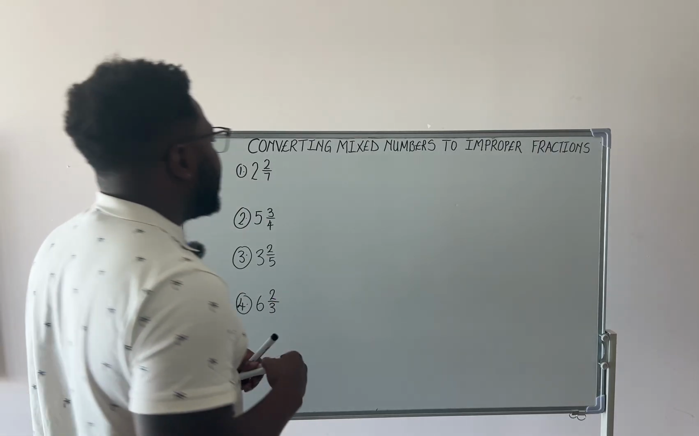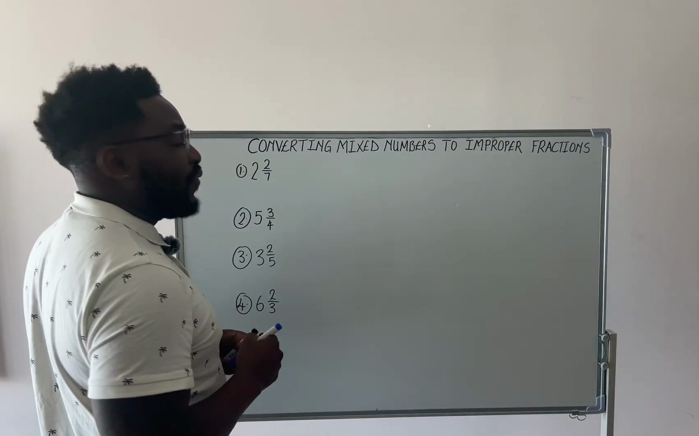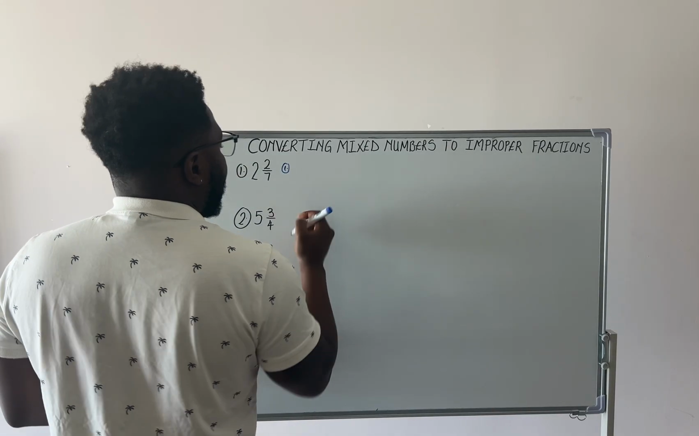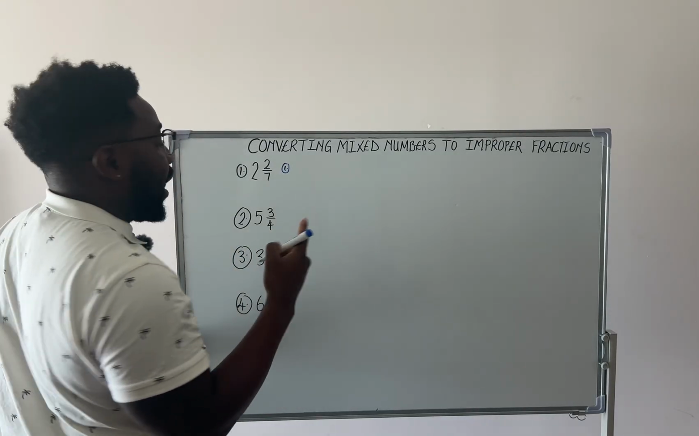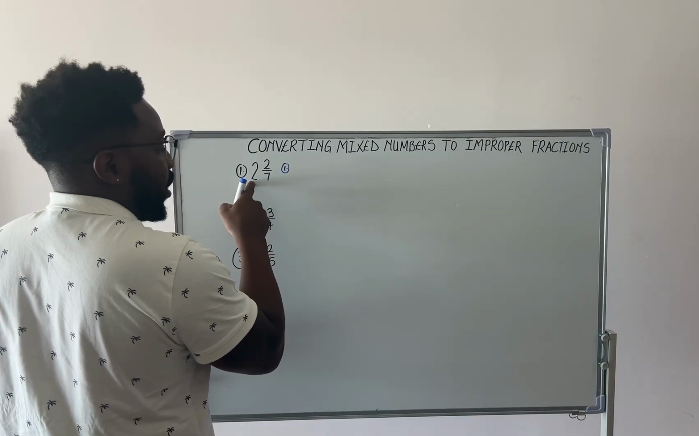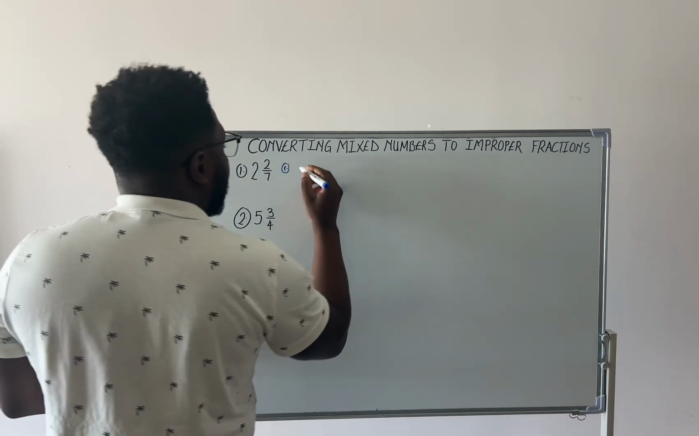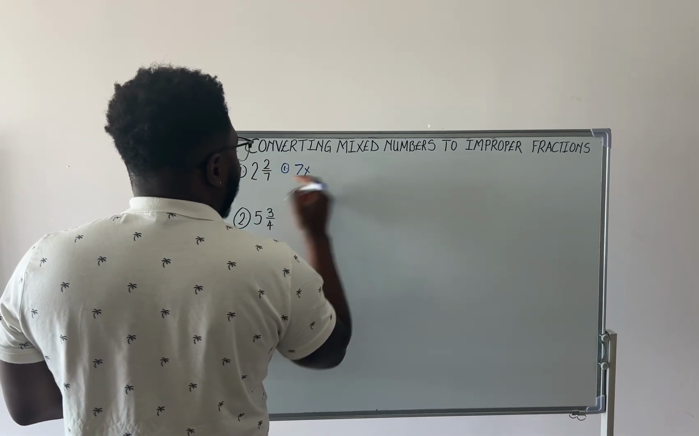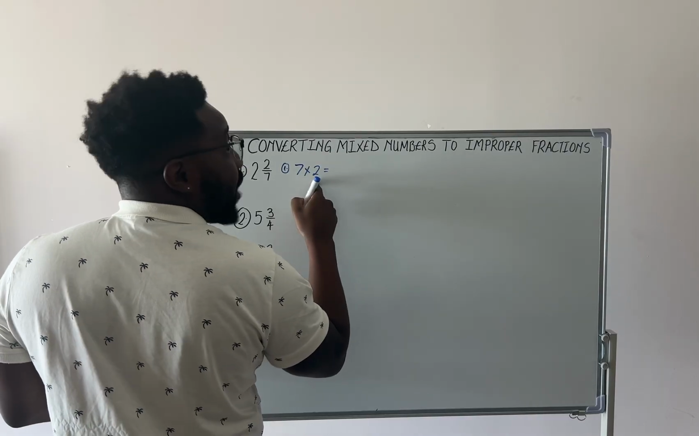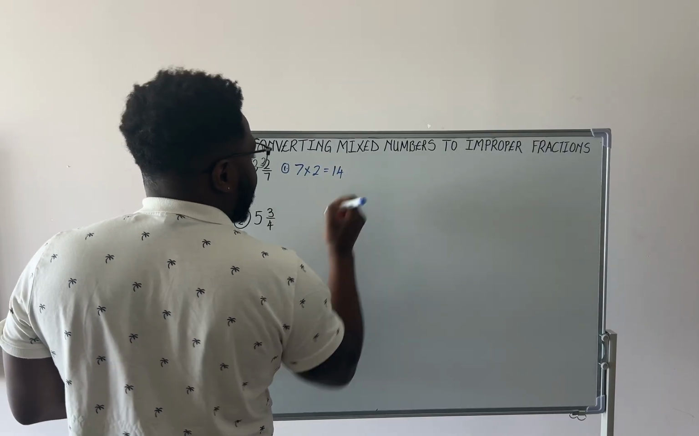Now, how do we convert these mixed numbers? The first thing that we have to do is multiply the denominator over here with the whole number. So that's the first thing. Our denominator is 7, multiplied by our whole number, which is 2. What does that give us? 7 multiplied by 2 is 14.